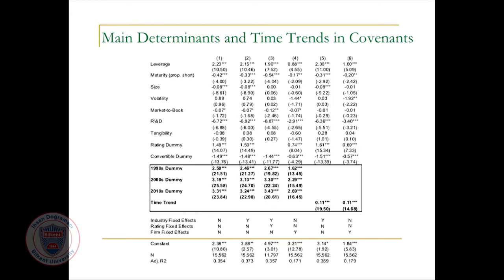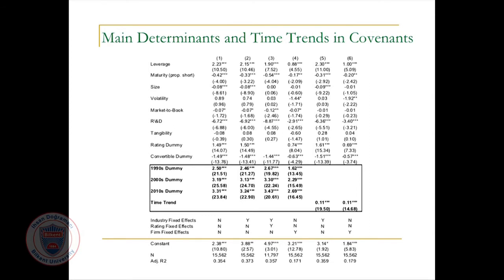So, of course, if the firms in our sample are getting riskier over time, or if the composition of the firms is changing over time so that we have more smaller firms, more riskier firms, more highly levered firms in our sample, and they are using more covenants, that would not be surprising, right? So basically, the increase in covenant trends can be driven by changing firm characteristics, or it can be driven by a change in the composition of firms, or it can be driven by the changing slope coefficients of these variables.